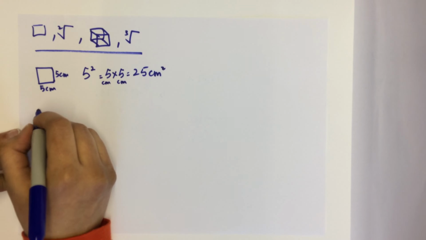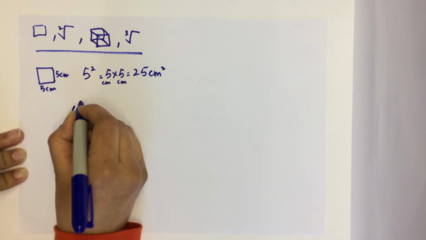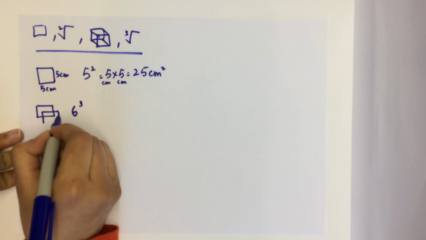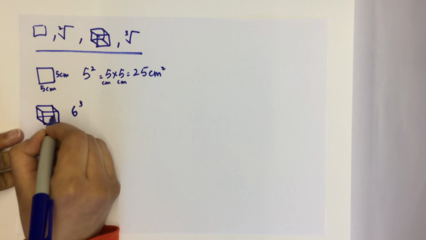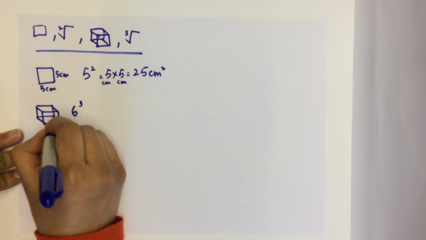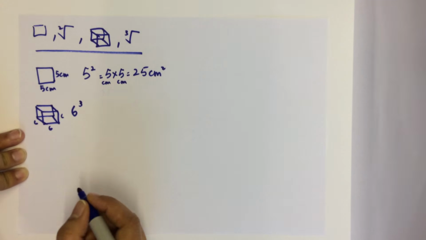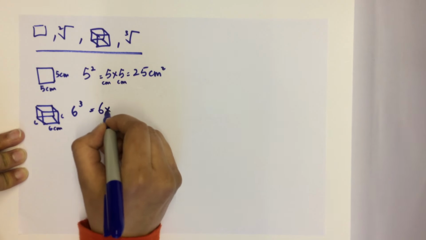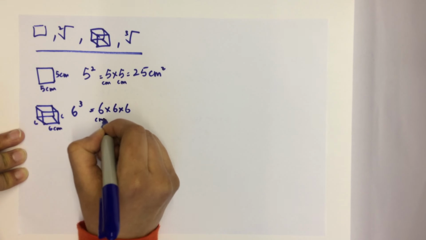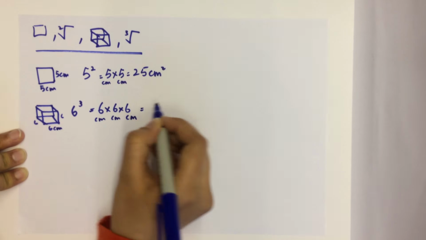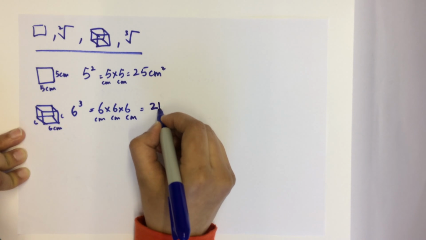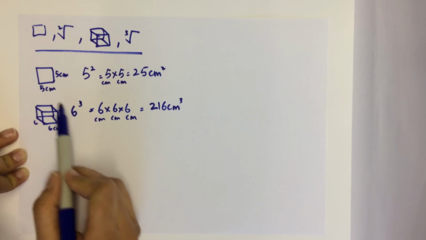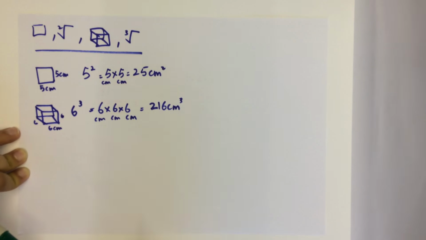Similarly, if we say 6 cube, we're talking about a cube which has side 6. Length is 6, width is 6, and height is 6. Right? 6 centimeters. So 6 cube means 6 times 6 times 6. That's centimeters and centimeters and again centimeters, which is 216 centimeter cube. This cube represents that we're talking about the volume of this cube having side 6.